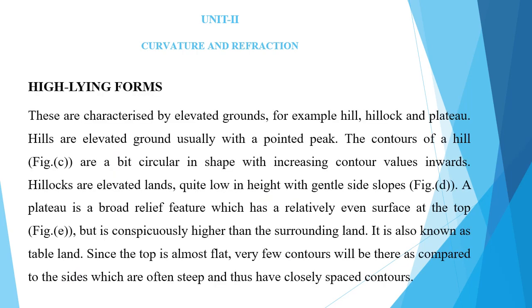High lying forms. These are characterized by elevated ground, for example, hillock and plateau. Hills are elevated ground, usually with a pointed peak. The contours of a hill are a bit circular in shape, with increasing contour values in bands.